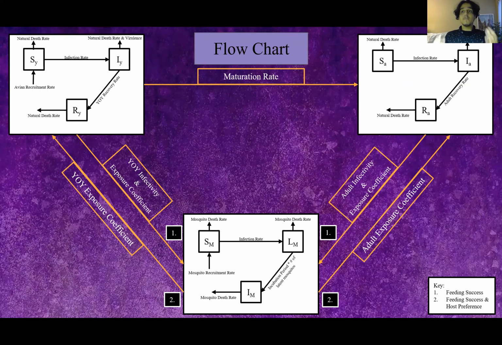Through this flowchart, you can see three big boxes. The one in the top left is the young of the year, the one in the top right is the adult birds, and the one in the bottom is the mosquitoes. Now, starting off with the top two, you have the adults and the young of the year. These two models are pretty much the same exact thing.